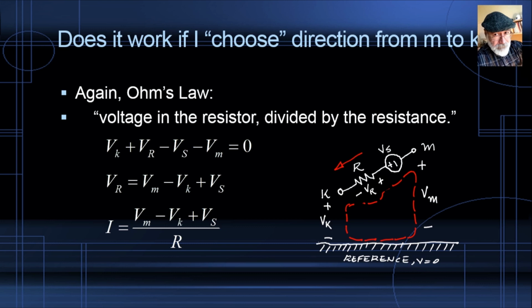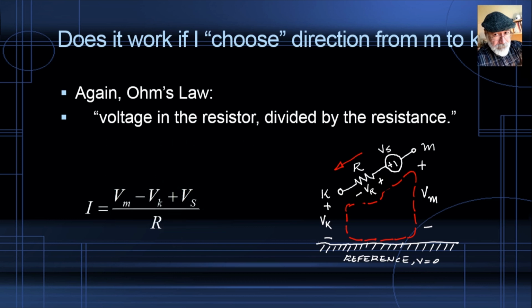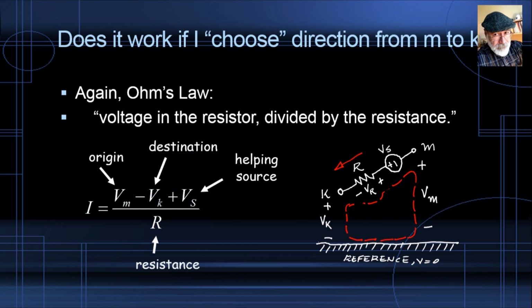Let's try to memorize that. The current is the voltage of the origin, VM in this case, minus the voltage of the destination, VK in this case, plus the value of the helping source. You see, the current now is flowing in the favorite direction for the source VS, so it's helping. This is, of course, just a mnemonic for us to remember that the sign for VS is positive in this expression, divided by the resistance in the branch.